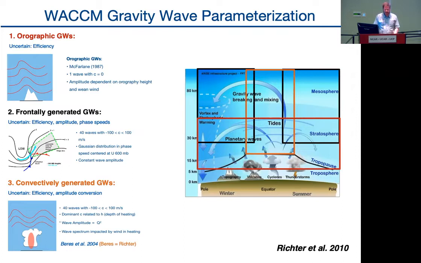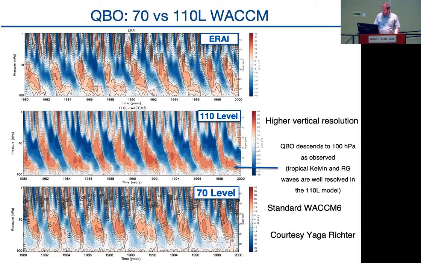And sometimes we refer to the convective gravity waves as the Beres scheme, which is for Jadwiga Beres, which is the maiden name of Jadwiga Richter. So just so you know, there's another paper by Richter in 2010, which explains the details of this. And Jadwiga Richter's also worked a lot with Rolando Garcia on our interactive quasi-biennial oscillation in the tropical winds, which is a shift between eastward and westward winds about every 27 months.